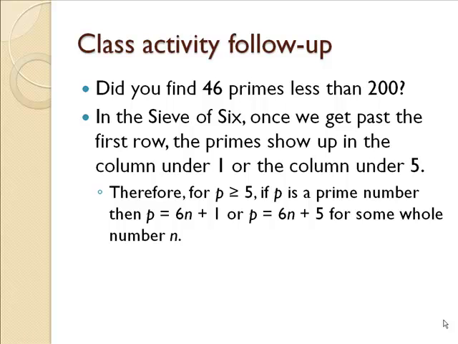So therefore, if p is a prime number greater than 5, then p is either going to equal 6 times n plus 1, or p is going to equal 6 times n plus 5 for some whole number n. What that means is we could write the prime number 7 as 6 times 1 plus 1, or the prime number 11 as 6 times 1 plus 5, or the prime number 43 as 6 times 7 plus 1.